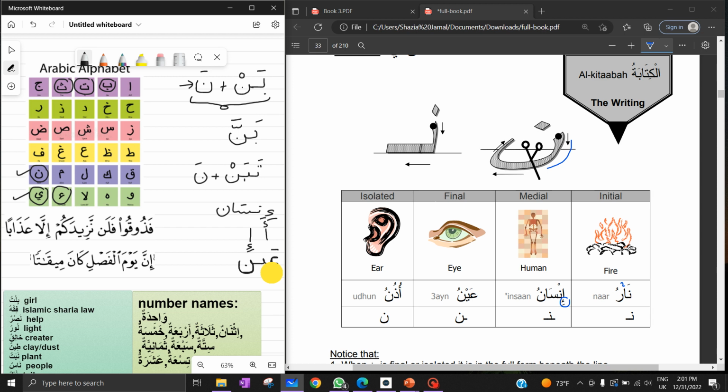It's only joined from the right side and not from the left side. Only joined from the right side. Now, how is udhunun written? Here there's also a very good example for Hamza. This letter is not Alif, it is Hamza. And how do we know that it is Hamza? The small Hamza is sitting on Alif.